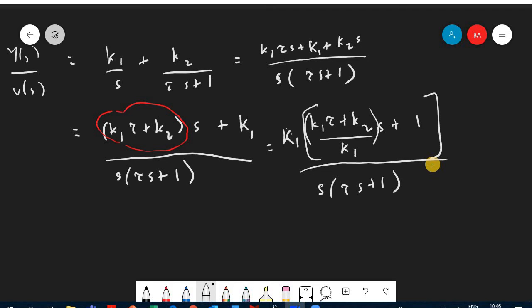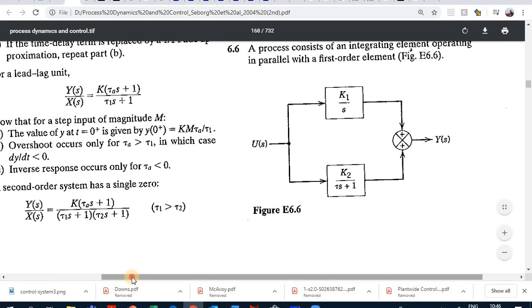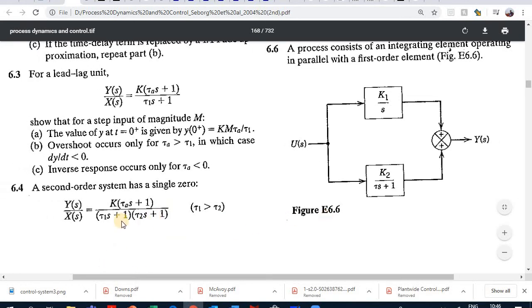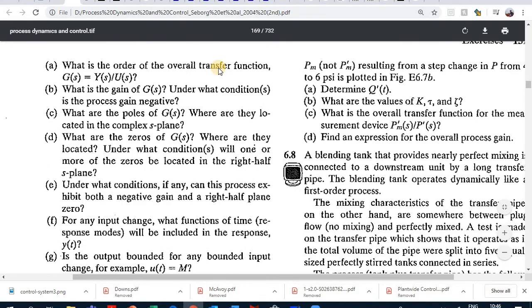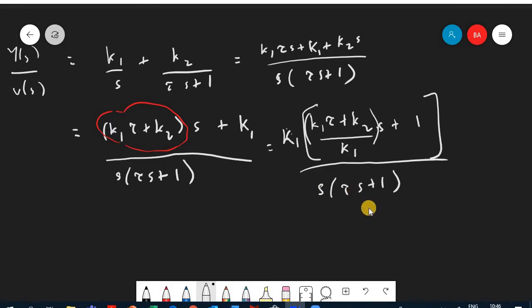Great. Okay, so what was the question? We forgot. 6.6: what is the order of the overall transfer function? Well, we can know the order by looking at the order of the denominator. In this case, we have s and (tau s plus 1), so definitely it is s squared. So the order is second order. That is for part A.